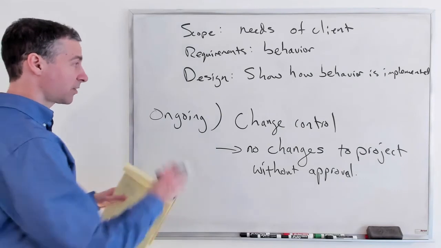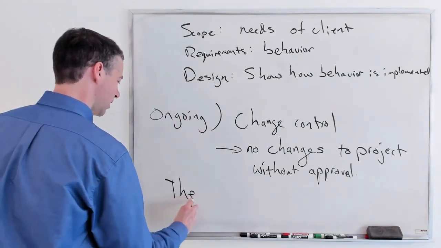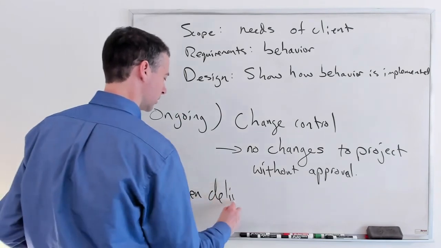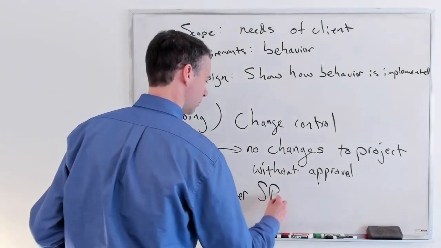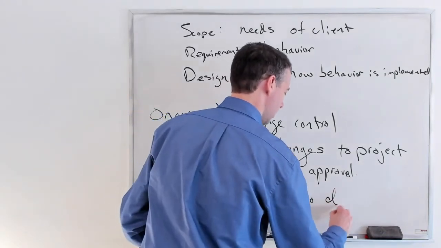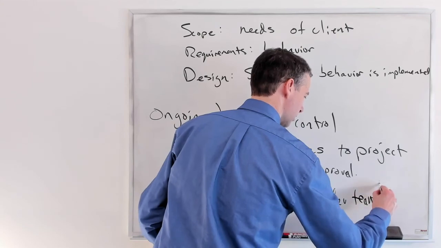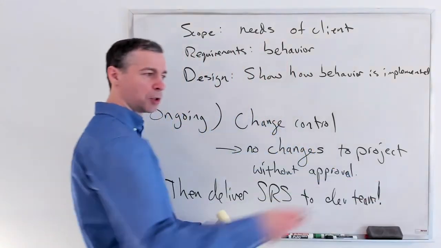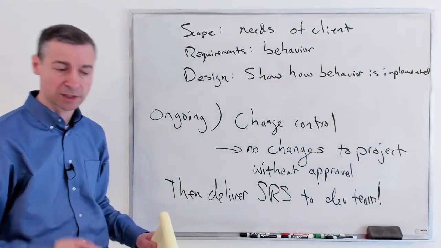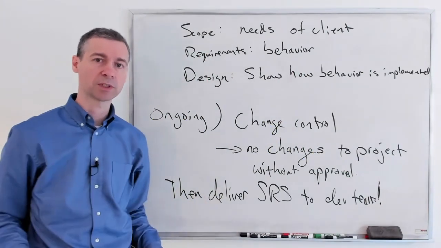Anyways, at this stage, you've got your change control and everything. Then you deliver the software requirements specification, the SRS, to the dev team. You throw that document to them and say, now implement this thing. Well, you don't say implement it. Now you say design it. They're going to work on their design specification, which we're going to talk about next.